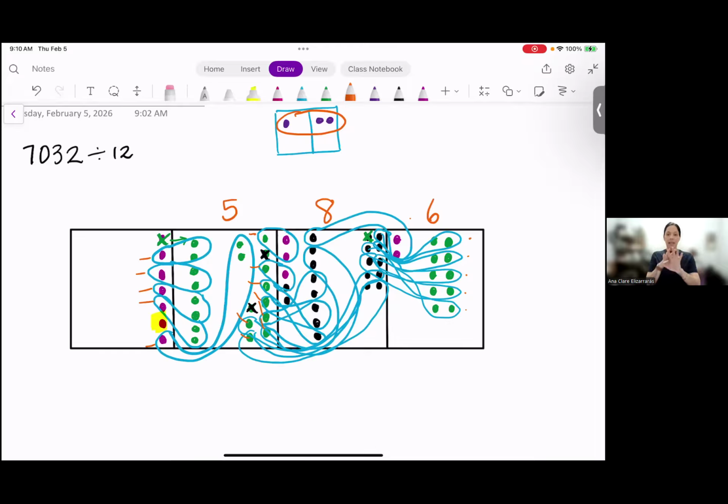Notice that it's like crazy business with my crossing over. So maybe you want to spread your boxes out a little bit so that you can be clear as to what is left, because it's very easy to lose dots here.